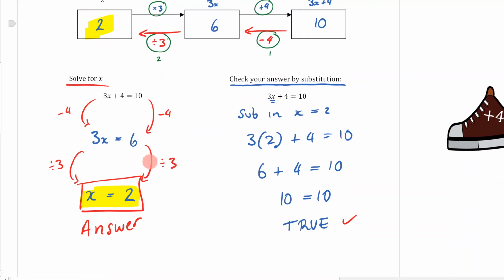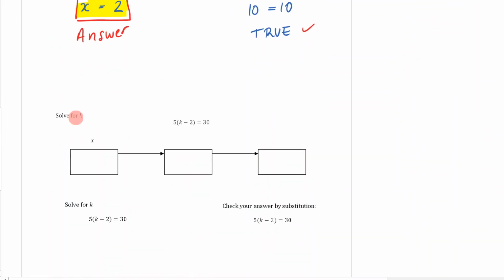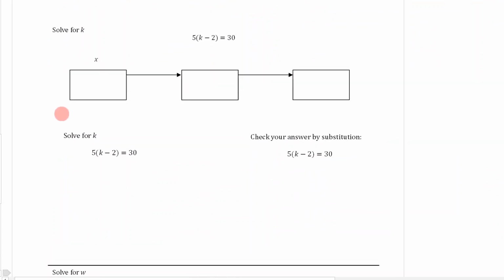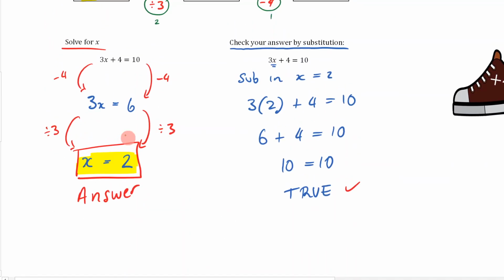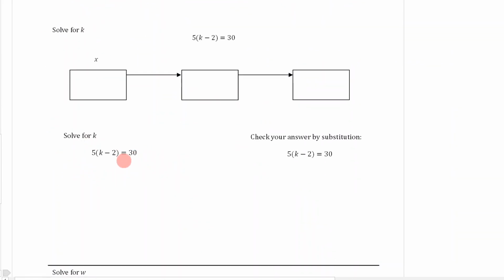Hopefully that makes sense. I'm now going to go through 2 more examples just to solidify this in your head. If you're feeling like you've got a good grasp on this, see if you can pause the video and answer it the real way straight away. Because remember, the flow chart is just training wheels. What I've done here is the real working that you need to be showing. Make sure you get the right order. Okay, hopefully you gave it a go. Let's see if you got it right now.